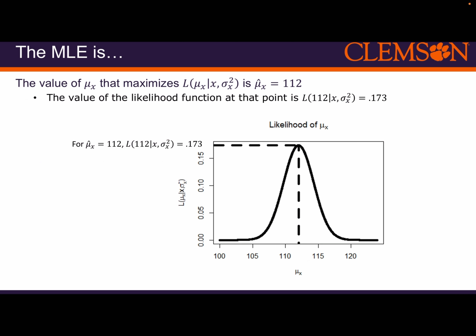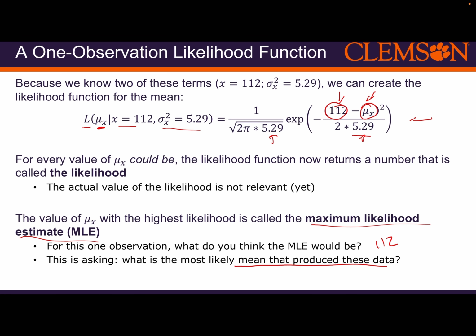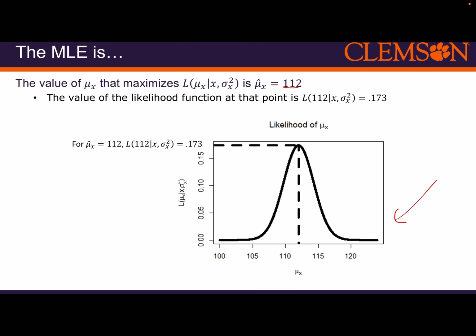So let's move forward. The value of mu that maximizes the likelihood function turns out to be 112. And this plot that you see right here is created by me taking this function in R, plugging in a range of values for mu all along this x-axis, and calculating the height of the function. And you'll see the peak of that function happens to be right there. That happens to be 112 with a height of 0.173. So it should confirm what we already know about what a mean is.